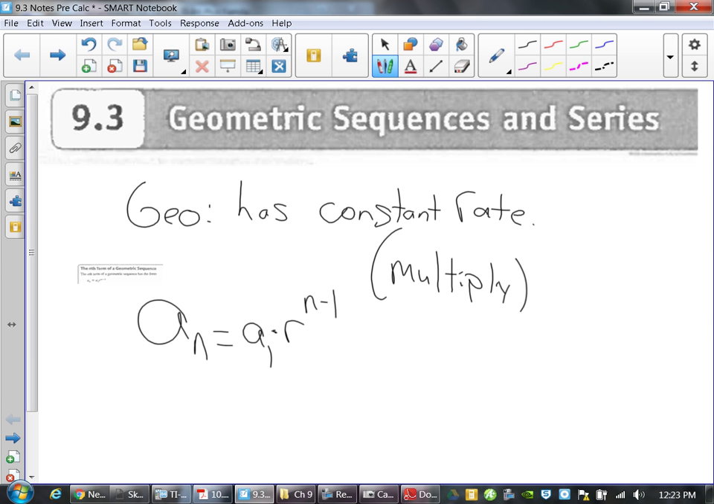Your rate could be 4. Your rate could be 7. Your rate could be negative 1/3. It's just some rate, some common multiplier. It doesn't have to be a percent. It could be a percent, a decimal, a fraction, a whole number, anything. You could be multiplying by pi if you want. So what will happen then is that we're going to look at a sequence.